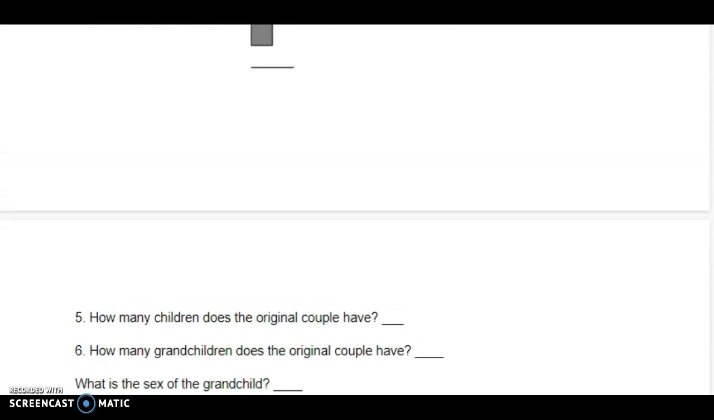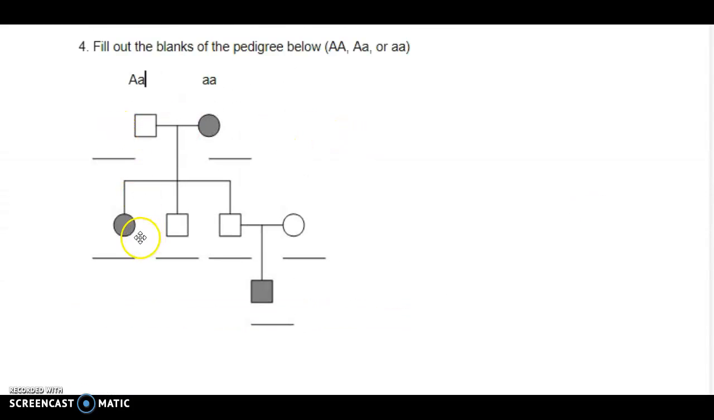How many children does the original couple have? This is the original couple. They had a daughter, a son, and a son. They had three children.